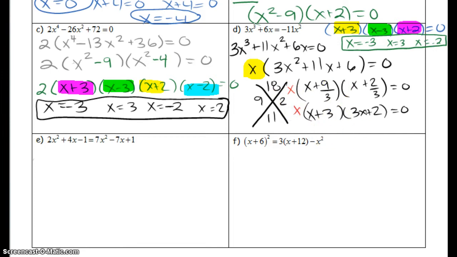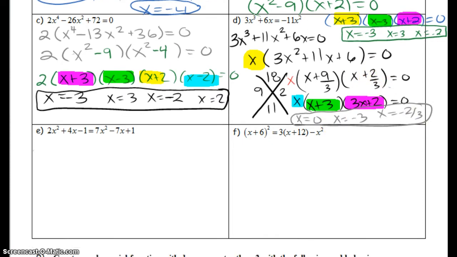So now, again, I have 3 things I'm going to set equal to 0: x, x plus 3, and 3x plus 2. So set x equal to 0. Set x plus 3 equal to 0. Set 3x plus 2 equal to 0. And you have 3 answers. Notice the connection between what I have highlighted in pink and where I came from. What plus 2/3 equals 0? Negative 2/3. So when we solve 3x plus 2 equals 0, it's always going to give us that little connection there.